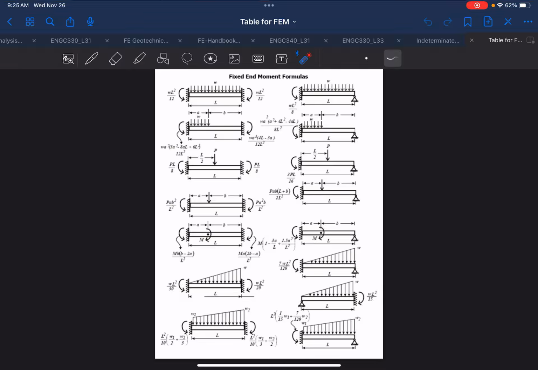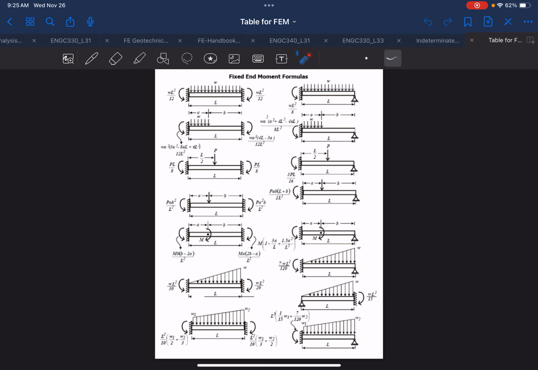So we already have this table for finding the fixed end moment formulas. These are all the formulas for different loadings. For example, if both ends are fixed and there's a UDL, or uniformly distributed load, this will be the fixed end moment formula at each joint. Similarly, if one end is fixed and the other one is a pin or a roller, and you have a load, this will be your fixed end formula for the fixed end, and the moment will be equal to 0 if it is a roller at the other end. So we are going to use this table.